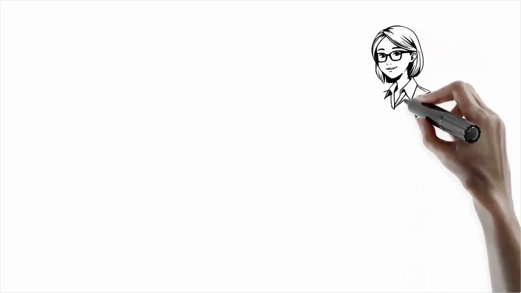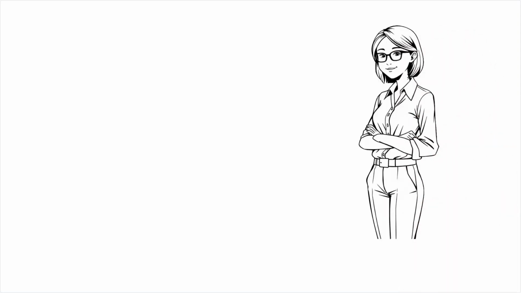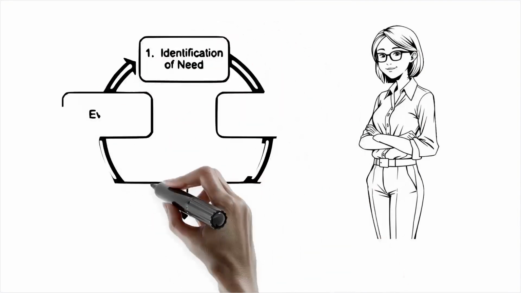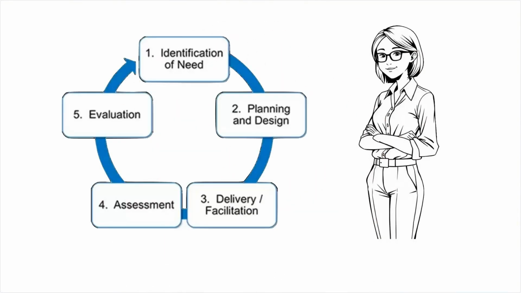A core concept to understand is the teaching and learning cycle, which consists of 5 key stages. 1. Identifying learner needs, establishing what support learners require. 2. Planning and designing, developing lesson plans and learning resources. 3. Delivering and facilitating, engaging learners through effective teaching strategies. 4. Assessing learning, using assessments to measure progress. 5. Evaluation and feedback, reflecting on teaching effectiveness and making improvements.